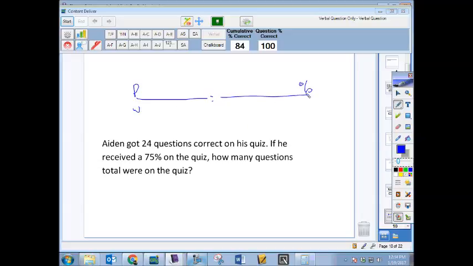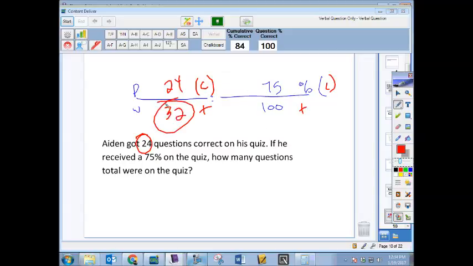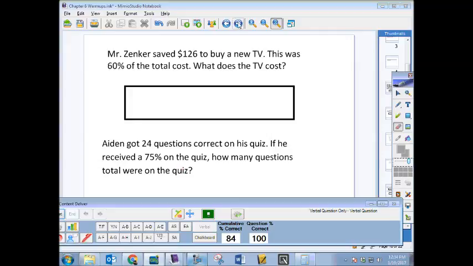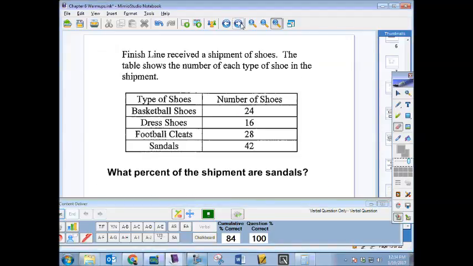Okay, so part over whole equals percent over 100. I see 75%. Now, what is 75% again? How much you got correct. Is 24 the amount you got correct, or the total questions on the test? The questions that you got correct. There you go. 24, cross multiply and divide, we would get 32. Everybody good with that? Okay. Alrighty, let's go on. Let's see what else we got. We've done those. Let's do this one.